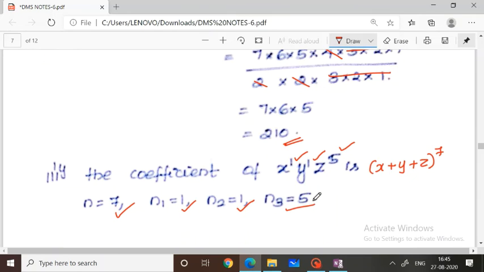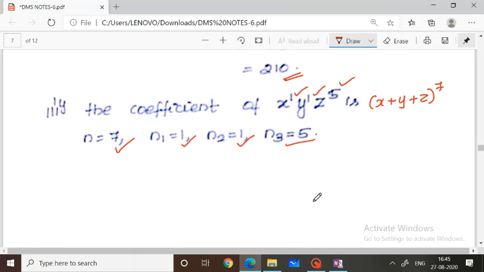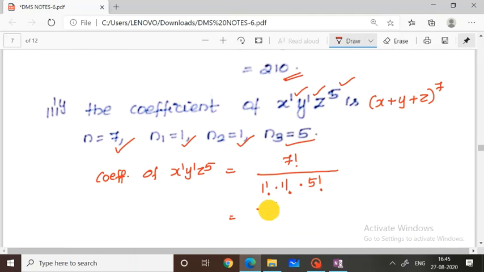We have taken that. Now how can we write our coefficient? The coefficient of x raised to 1, y raised to 1, z raised to 5 is equal to n factorial, that is 7 factorial divided by 1 factorial into 1 factorial into 5 factorial. How can we write 7 factorial? 7 into 6 into 5 factorial divided by 5 factorial. So 5 factorial and 5 factorial cancel. That is equal to 42. This is one of the expansions.